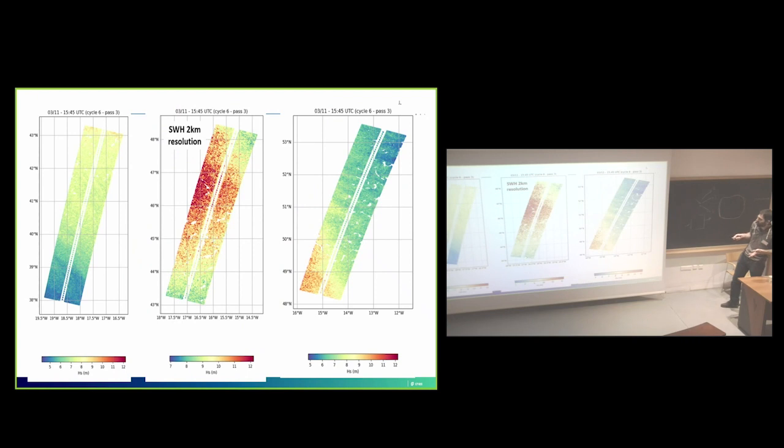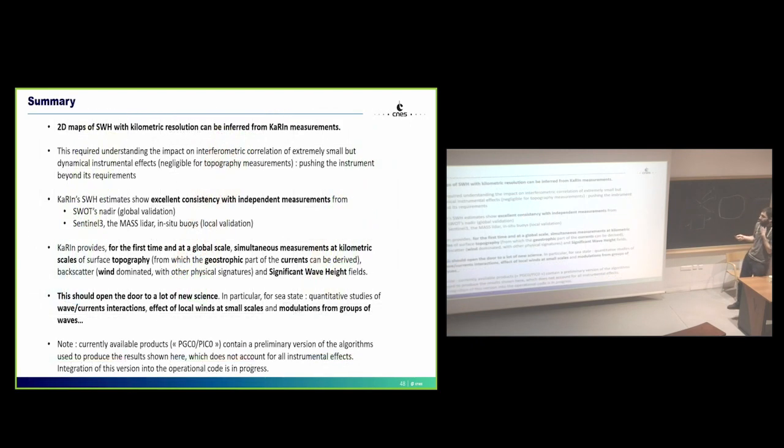And I'll just flash these pictures here. These are different sections of the plot I was showing before. And you can see, again, not much validation data here, but just a comparison against the nadir tells you that the data in this very high SWH regime looks pretty reasonable. Again, those things would need to be quantified. And that's the summary.